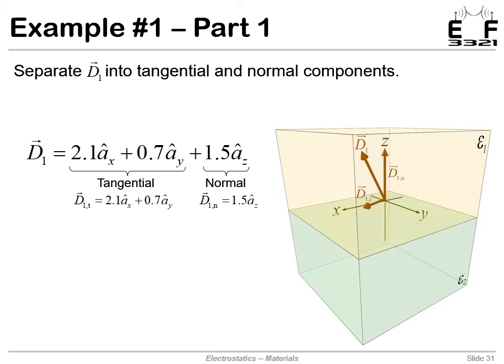The basic strategy is we're going to decompose this D1 into tangential and normal components, then apply the boundary conditions separately to get tangential and normal components of D2, and then reassemble that answer. So right away, we can write the tangential and normal components of D1, and we've also plotted those in our figure to the right.